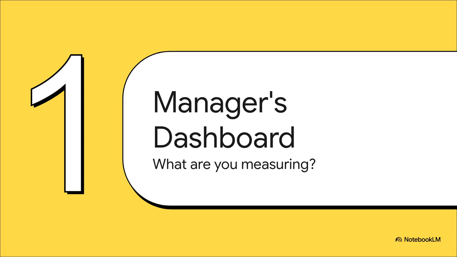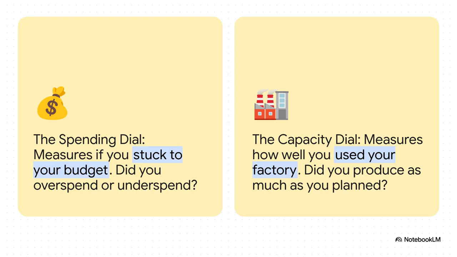Question 1, did we spend what we planned on spending for stuff like rent and salaries? And question 2, did we actually use our factory as much as we thought we would? That's it. It's all about spending and utilization. Okay, let's picture it. Our dashboard has two big dials. The first one is the spending dial. This one's super easy. It just looks at what you actually spent versus what you budgeted. Simple. The second one, though, is the capacity dial.